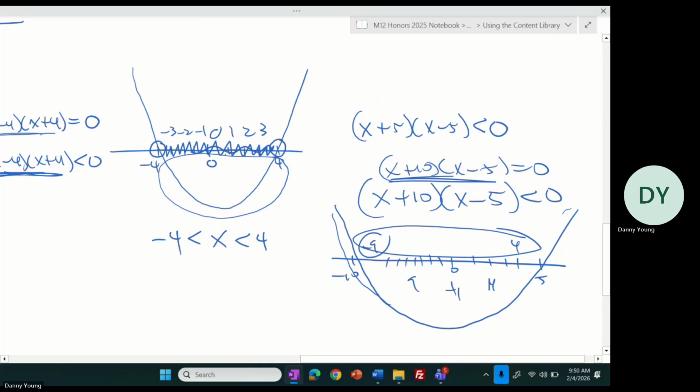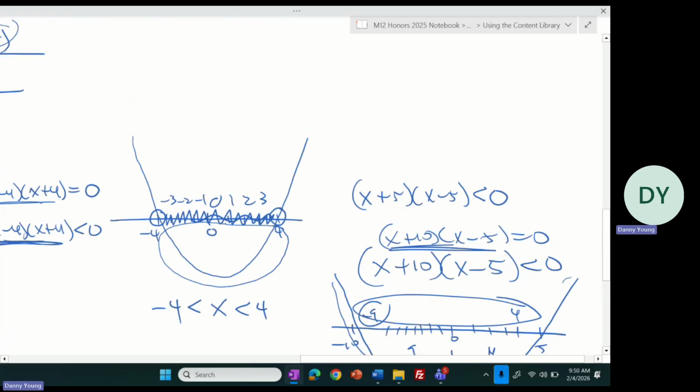Do another one? What if I decide to change things up a bit? If the inequality is opening this way, you want it to be smaller than 0, right? But what if I change it to this way? That means what? Everything bigger than 0.